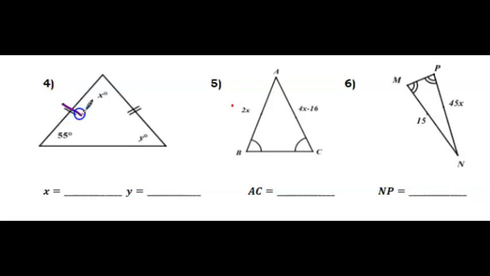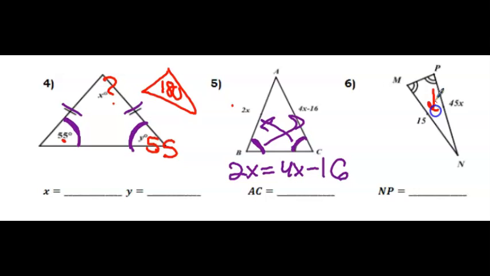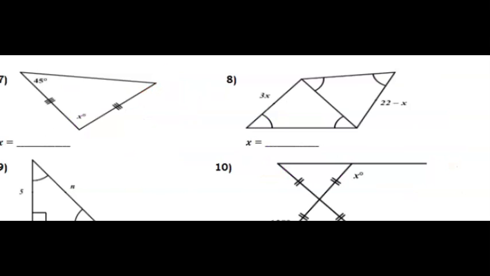Same with number 4, 5, and 6. If these two sides are congruent, therefore this side is congruent to this side. So if this is 55 degrees, y is 55 degrees. And all triangles add up to 180. So if this is 55, y is 55, how can you find x? Number 5, these two angles are congruent. Therefore, these two sides are congruent. Make them equal to each other and solve for x. Same with number 6. These two sides are congruent. You will get a fraction. You're going to be okay. Same song and dance, folks.